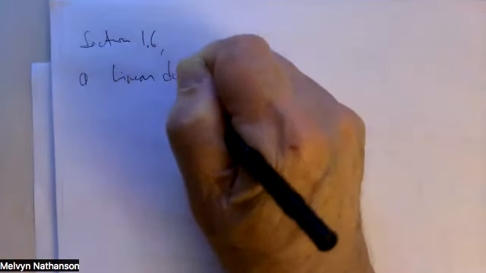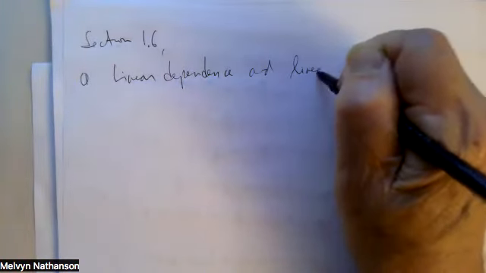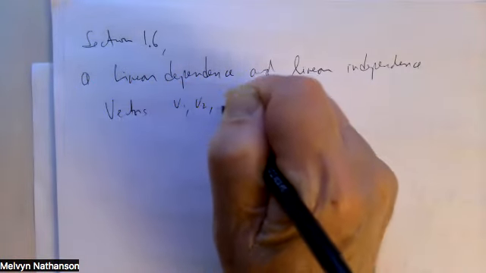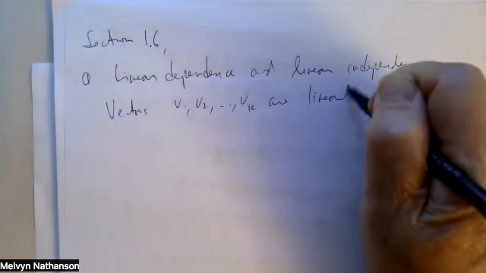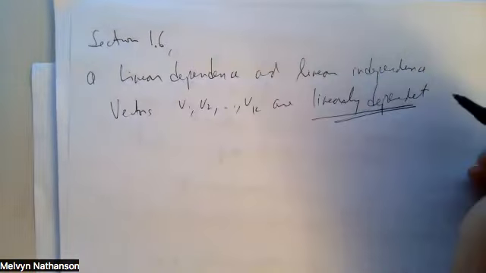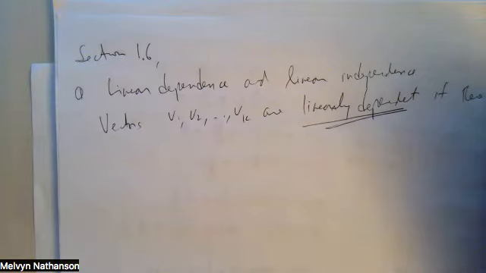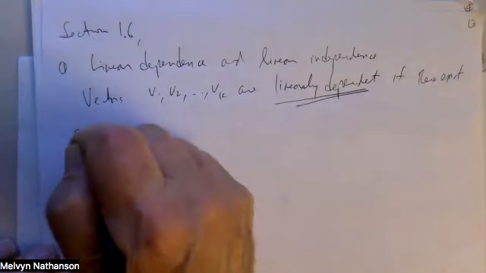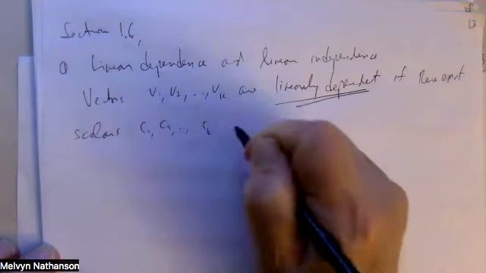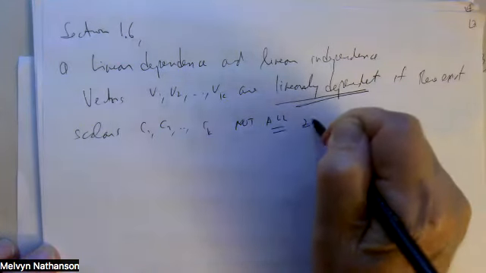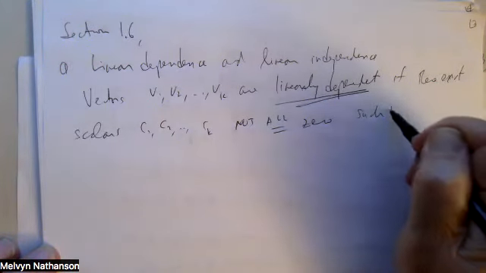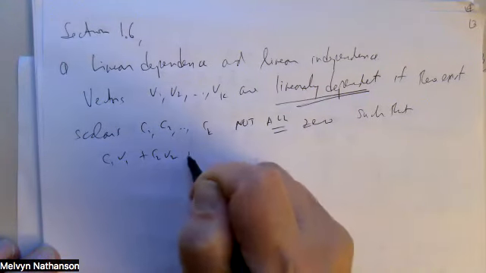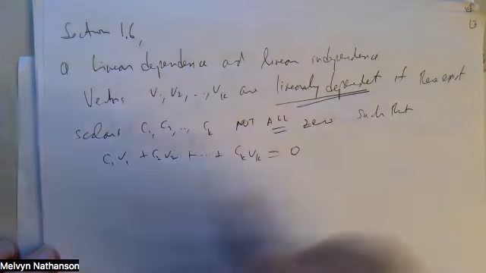So this depends on the very important concept of linear dependence and linear independence. So we have vectors v1, v2, up to v sub k are linearly dependent if there exist scalars, numbers C1, C2, up to C sub K, not all zero. Some of them can be zero, but they can't all be zero, such that the linear combination C1 V1 plus C2 V2 up to Ck Vk is equal to the zero vector.